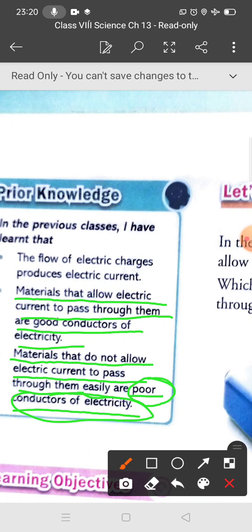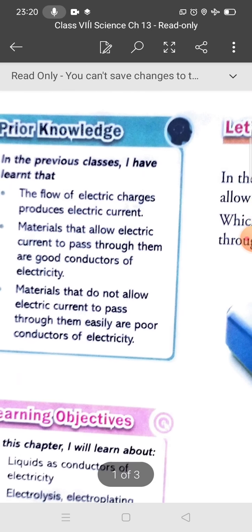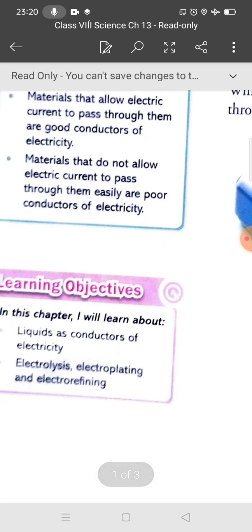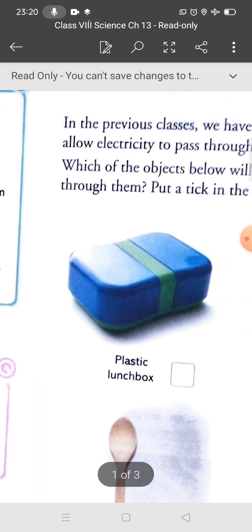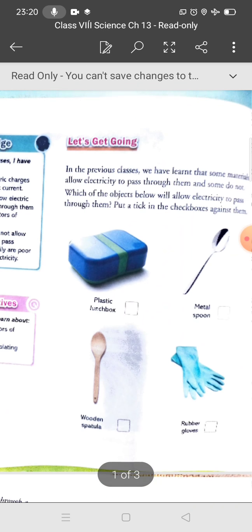So students, in this chapter you will learn that liquids are also conductors of electricity, and in this chapter we will also discuss the processes of electrolysis, electroplating and electro-refining. So students, let us start. You can see the pictures. Some pictures are there, you can see.